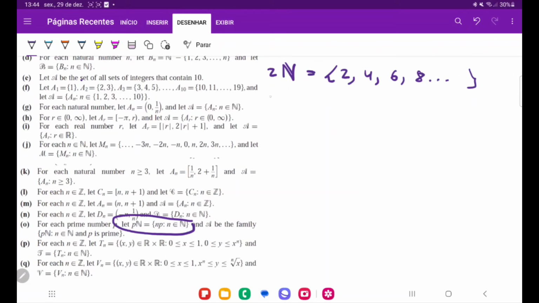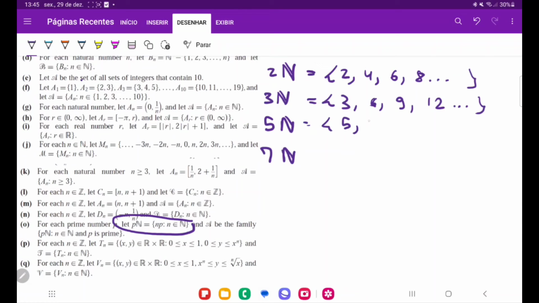And then the next prime number is going to be 3. The next set is going to be 3N, and that's just going to be 3, 6, 9, 12, and so on. And then we're going to have 5N, and then 7N. So let me just expand these. So that's going to be 5, 10, 15, and this is going to be 7, 14, 21, and so on and so forth. And when we put all of these sets together, that's going to give us our family, right?